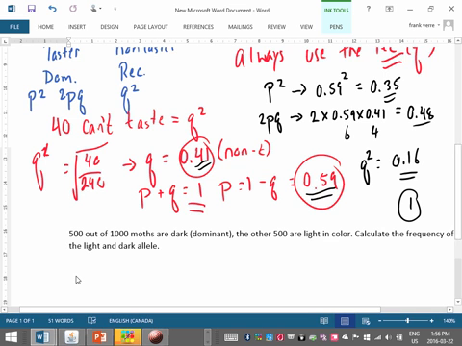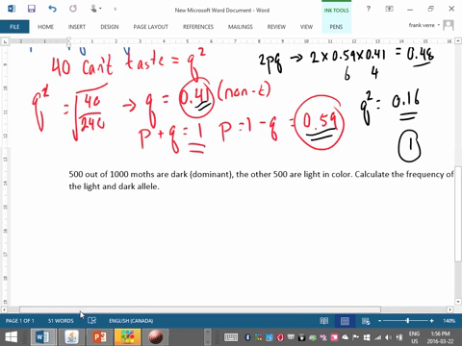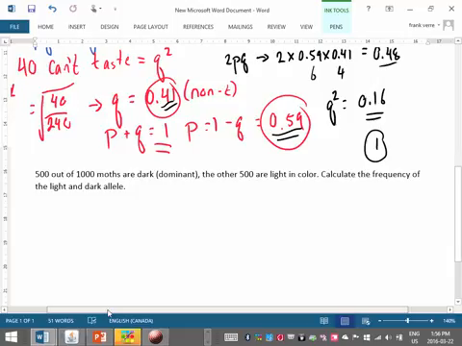So let's do one more example, okay? Remember the moths? Remember there are two types of moths, the dark and the light one. The dark is dominant. So the dark will be P. And the light is Q.